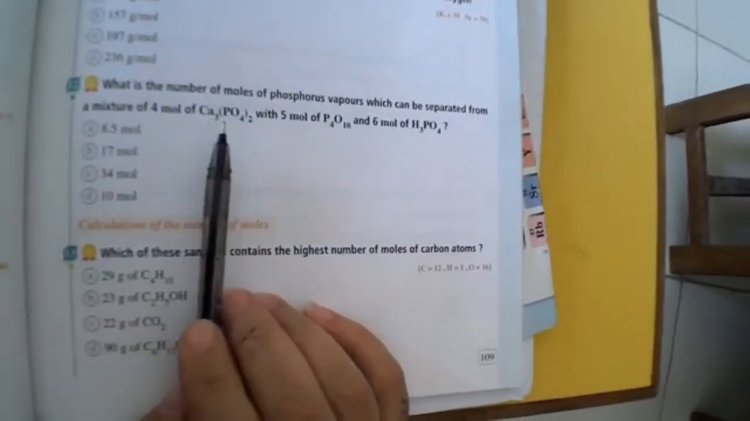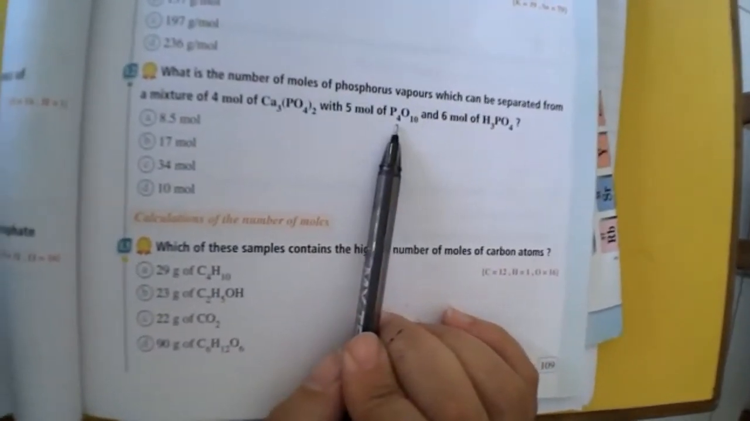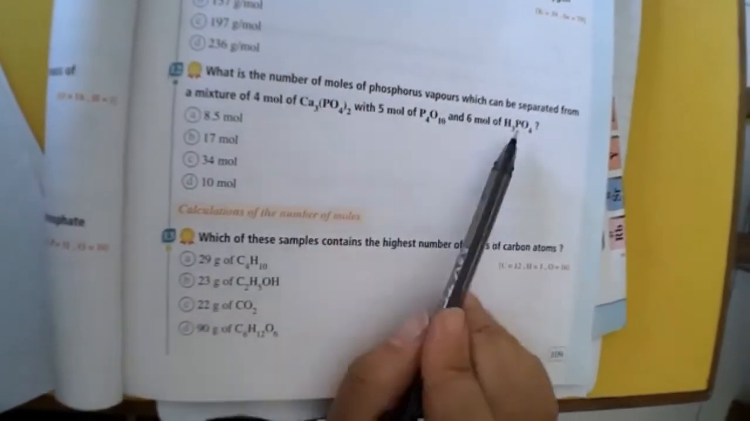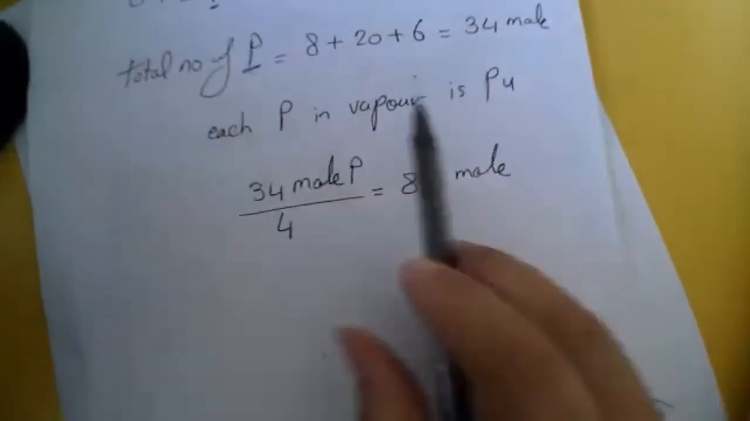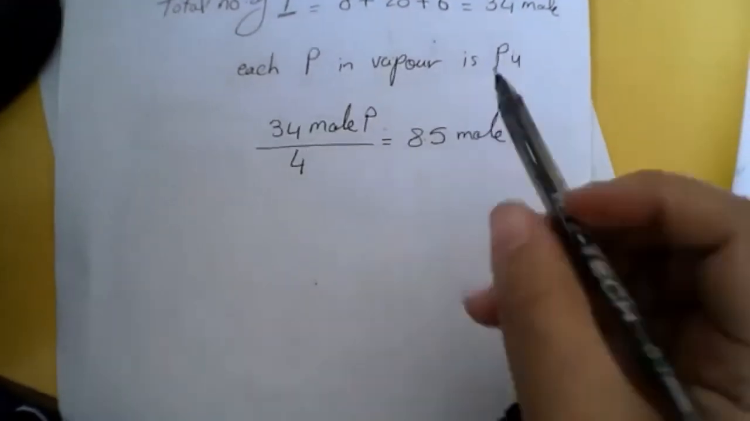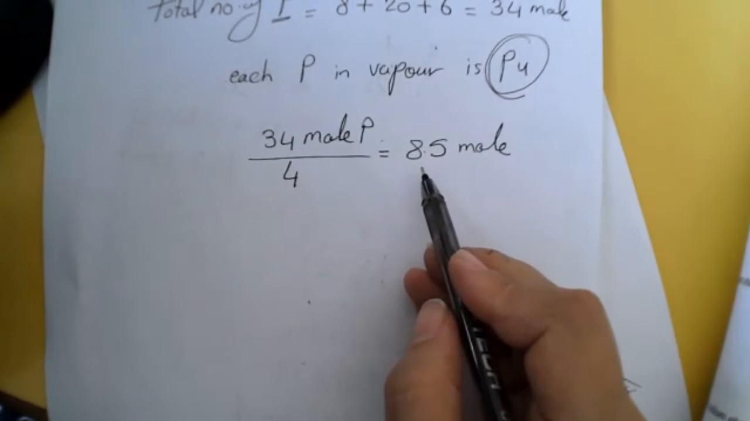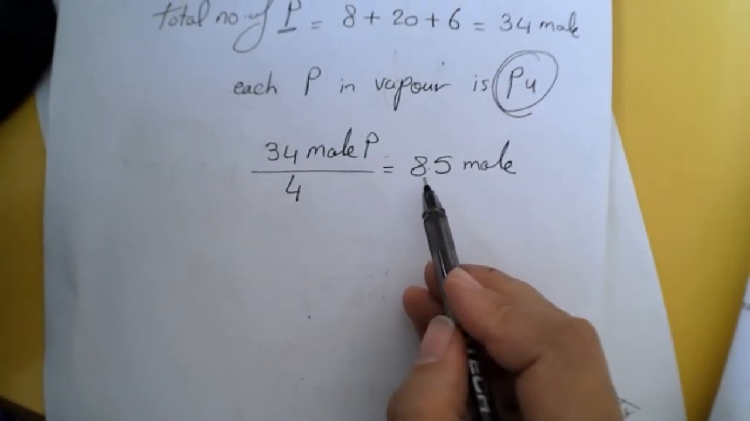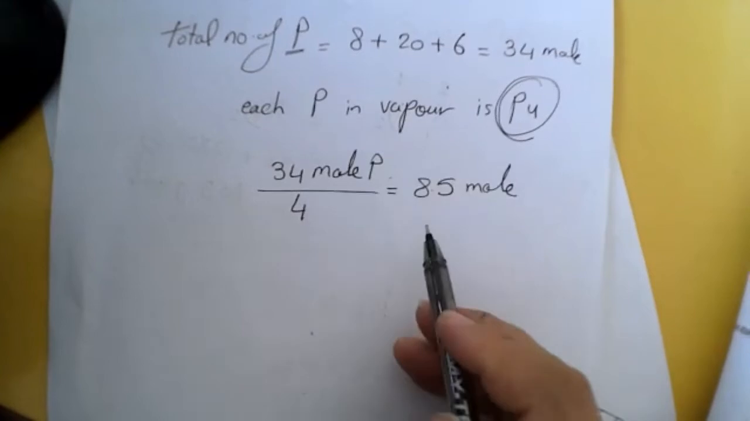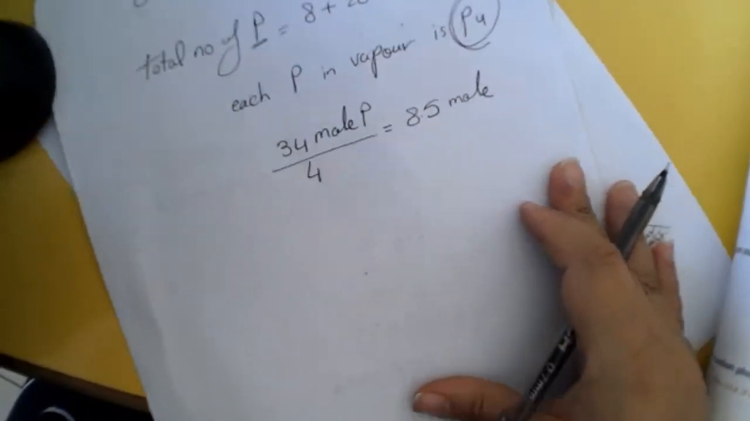So we find the total number of moles of P in each compound, add them together and divide by 4. Why divided by 4? Because the vapor state of phosphorus is represented as P4. So the total number of P4 in the vapor state will be 8.5 mole. Okay.